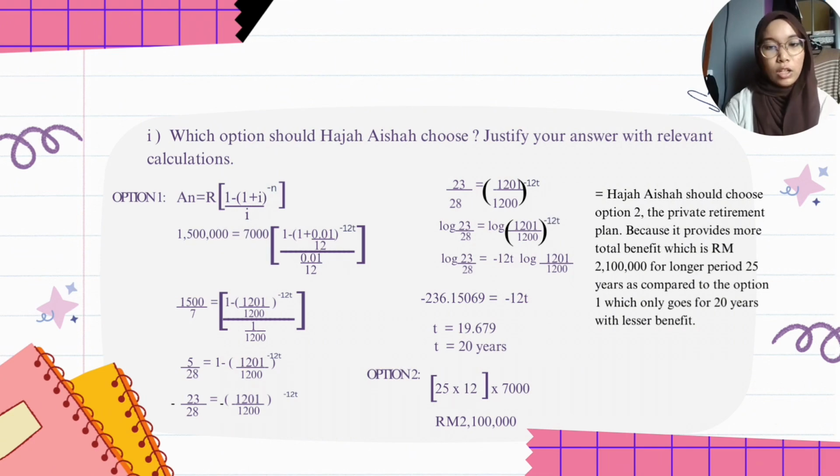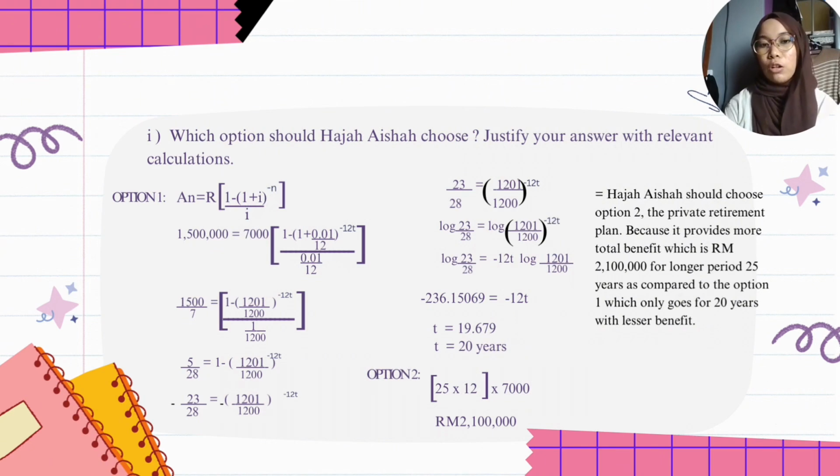And then we move number 1 to the other side. So it will be negative 23 over 28 equal to negative bracket 1,201 over 1,200 bracket power of negative 12t. And then because both sides are negative, we're going to get positive. In order to find the amount of t, we need to use log. So log 23 over 28 equal to log 1,201 over 1,200 power of negative 12t.